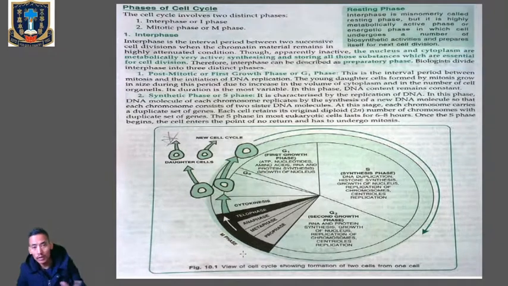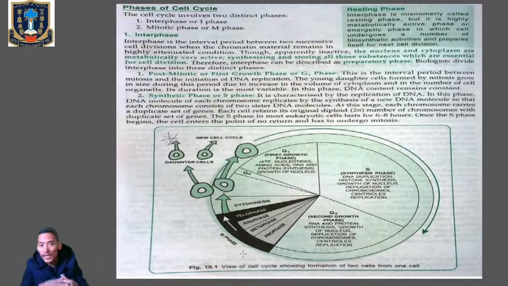Interphase or the I phase is the interval period between two successive cell divisions. So the time period or the interval between two successive cell divisions is called the interphase. And during this interphase, the chromosome material will remain in a highly attenuated condition, but it will prepare itself to go to the next phase. So what are those changes that occur in the cell during this I phase? So let's see down.